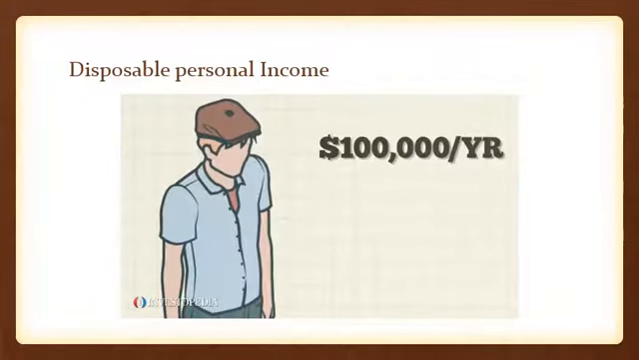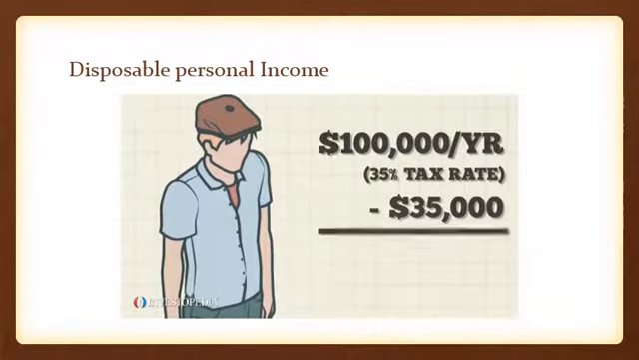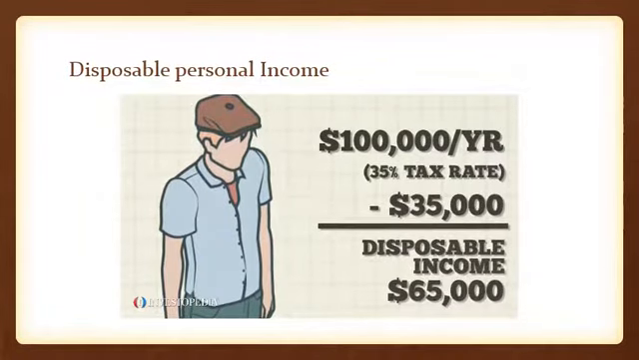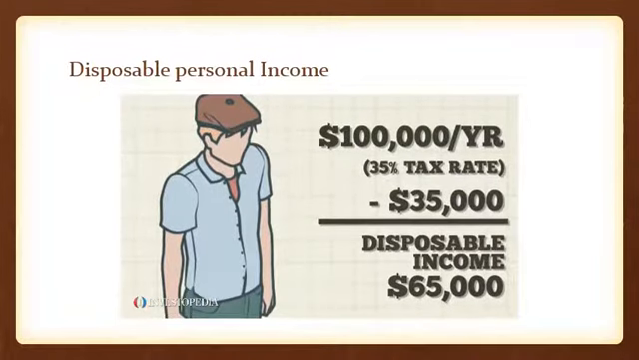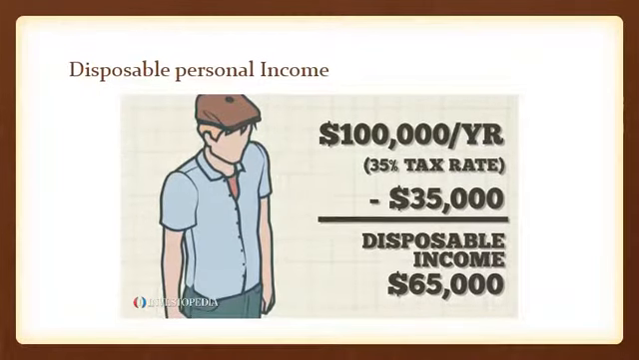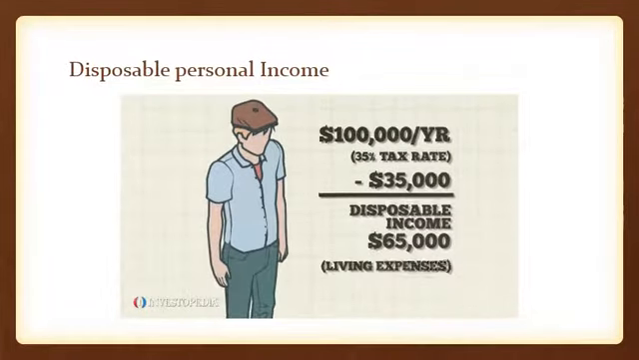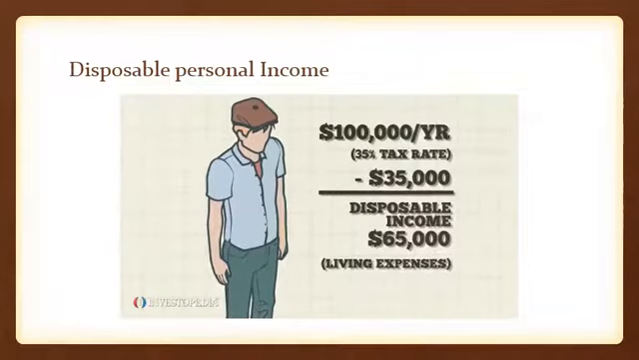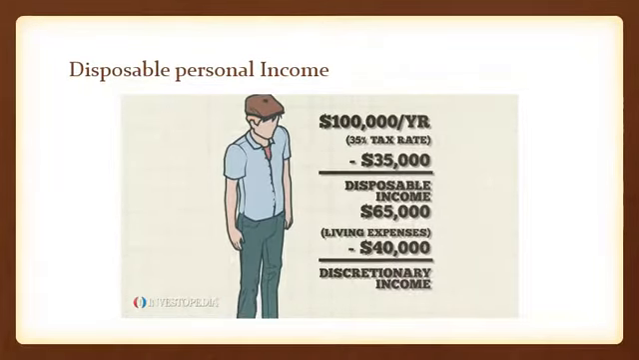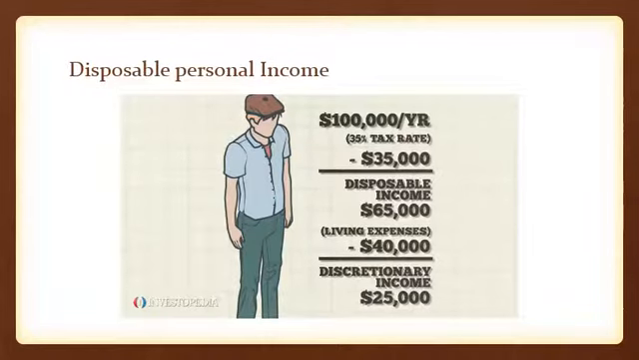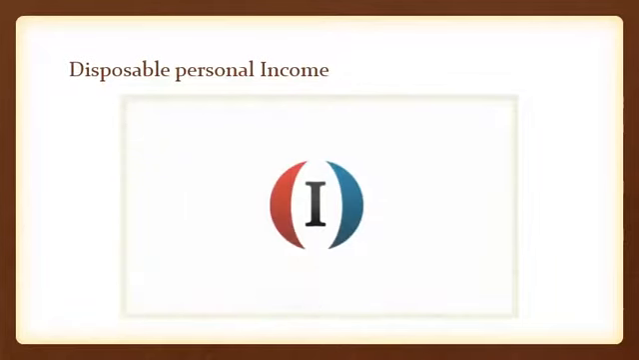Harry earns $100,000 per year. If the tax rate is 35%, then Harry's disposable income is $65,000. $100,000 minus $35,000 in taxes. This $65,000 is the money Harry uses to maintain his lifestyle. Assume Harry's housing, utilities, food, and clothing cost $40,000 a year. Harry's discretionary income for the year is $25,000. $65,000 minus $40,000.